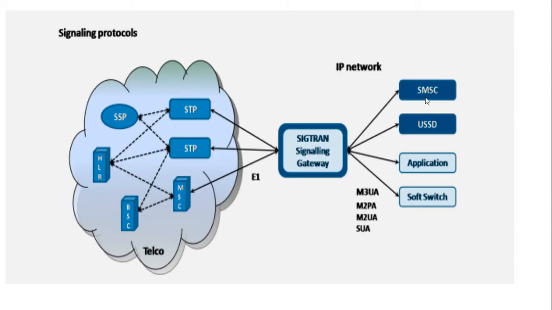Here I have an SMSC, USSD applications, soft switch. All these are bound to a signaling network, like SS7 network elements such as MSC, STP, and so on. Here the SMSC, USSD applications, and soft switch all act as a client to the MSC or STP where they connect. Over this connection, what is the protocol standard and what messages are exchanged between these two nodes, this is what I am going to describe here.